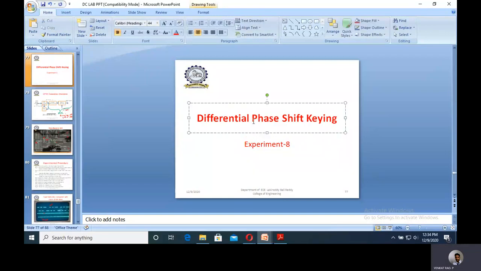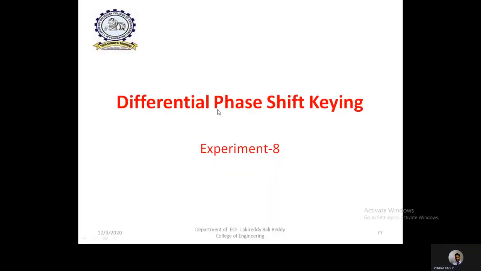So we have already discussed phase shift keying in the previous lab video. In today's session, we'll discuss what differential phase shift keying, that is DPSK, is, and how it is different from PSK, and how to generate a DPSK modulated signal or modulated output, and how to demodulate that. So all these things we'll discuss in this lab session.